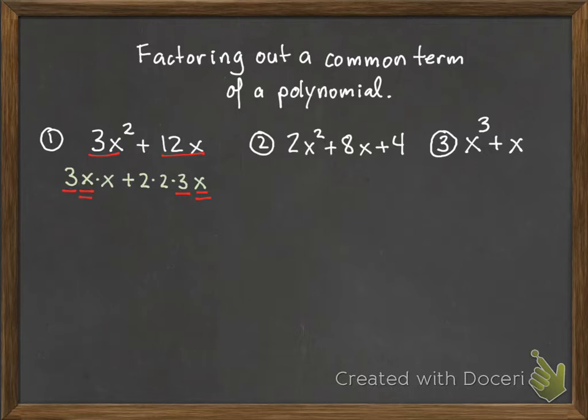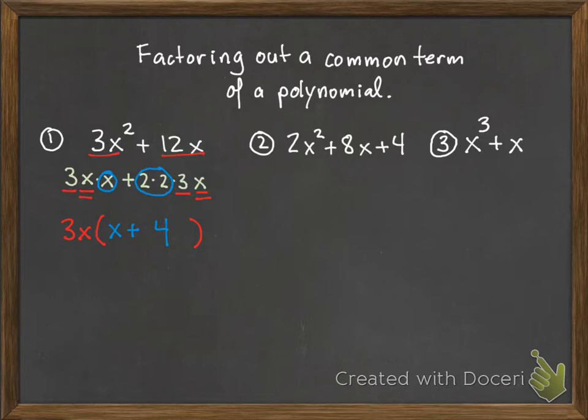So what we're going to do is take a 3x and put that out in front of our polynomial, and whatever's left over is going to stay inside. So it appears that I have an x plus 2 times 2 left over, so this is the rewritten version: 3x times the sum of x plus 4.